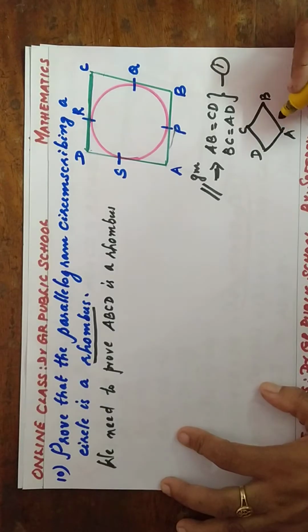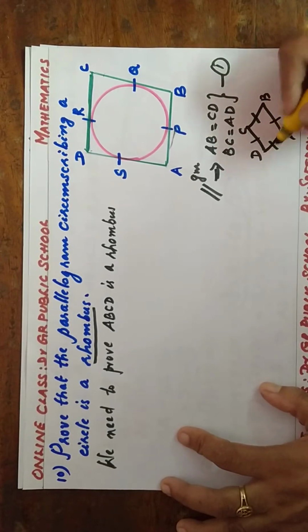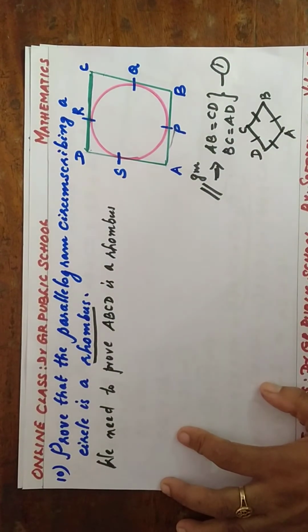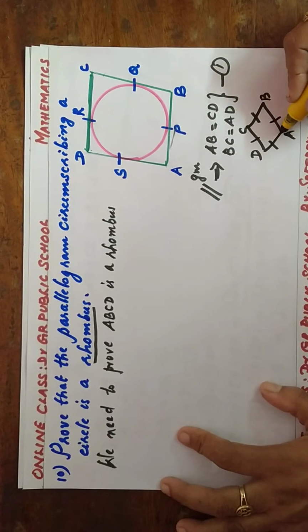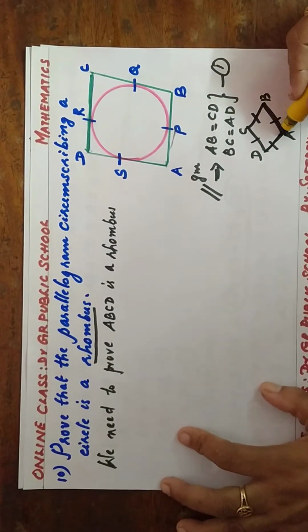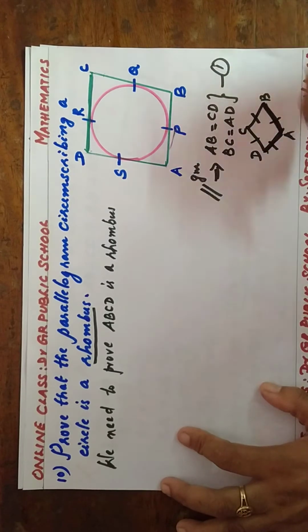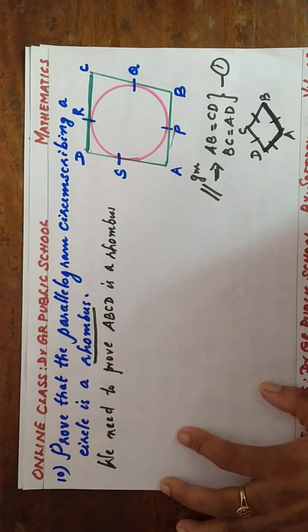A rhombus is also a parallelogram, but the condition is that all the sides are equal. But it must not be confused with a square. Listen here. It is enough to prove two adjacent sides are equal, that is, if AB and DA are equal in this parallelogram, then definitely it will be a rhombus.